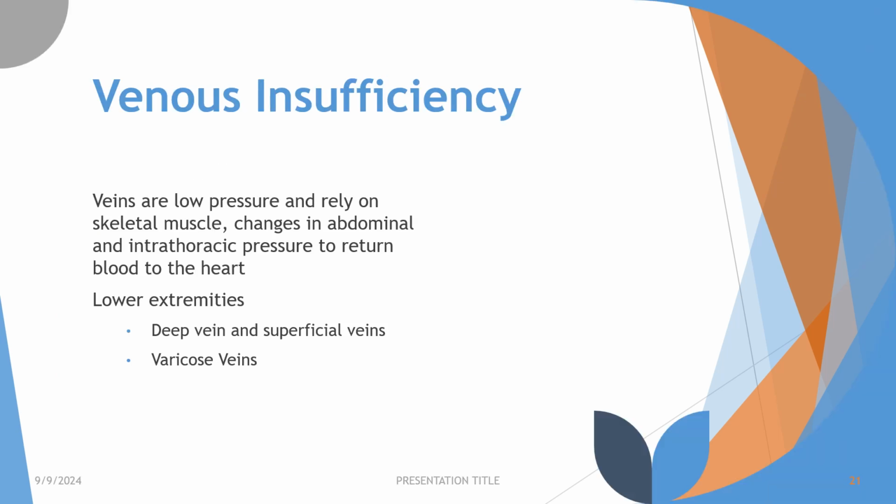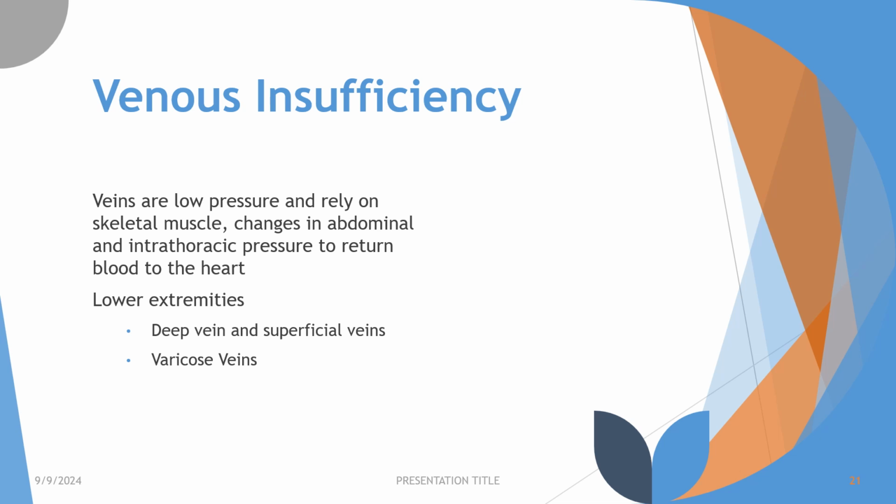So our venous insufficiency, our veins are low pressure and they're going to rely on skeletal muscles, changes in our intrathoracic pressures to return blood flow, changes in the abdomen, right? That's why it's so important for our patients to sit up and move around. That actually helps promote that venous return of blood flow. But if we are also in heart failure, right, our heart isn't strong enough to pump blood forward, which can cause some venous insufficiency as well.